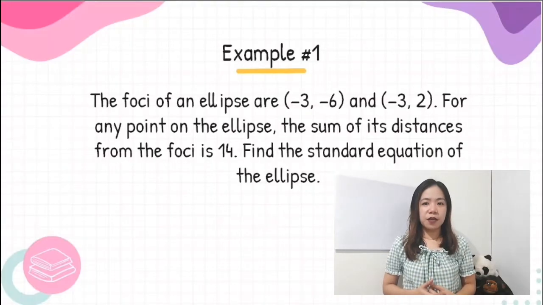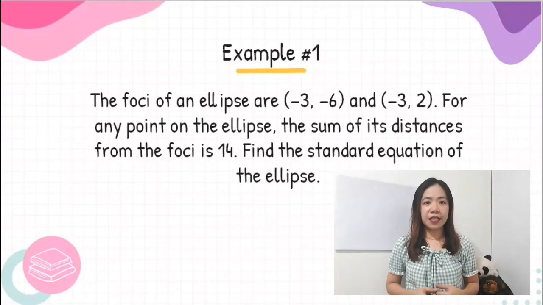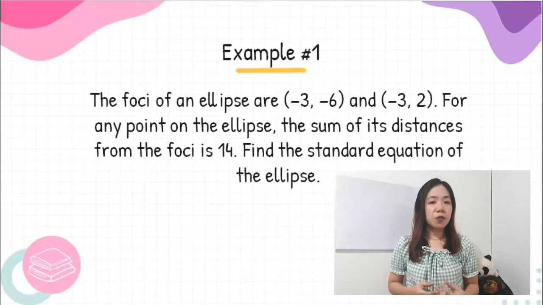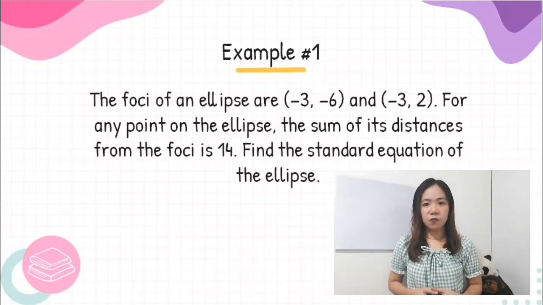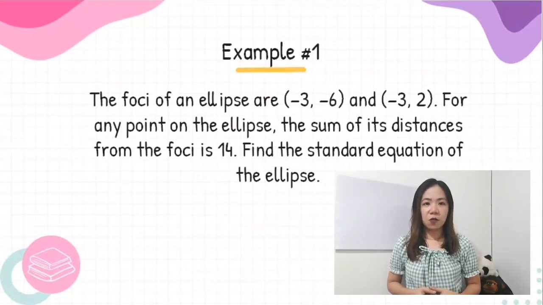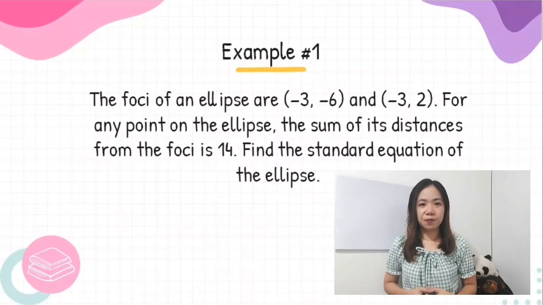So for today, we'll be discussing the examples of ellipse. Problem number 1. The foci of an ellipse are (-3, -6) and (-3, 2). For any point on the ellipse, the sum of its distances from the foci is 14. Find the standard equation of the ellipse.